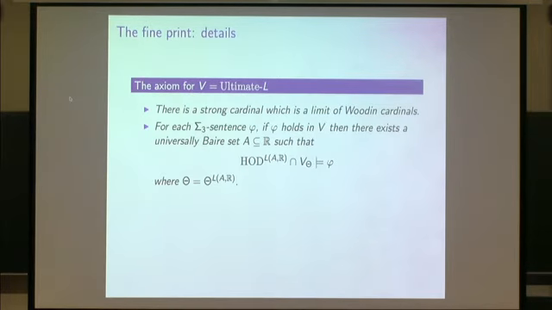If ZFC holds, theta is the cardinal successor of 2 to the aleph naught. But in the ZF setting, you don't have a well-ordering of the reals, so things can get quite complicated.